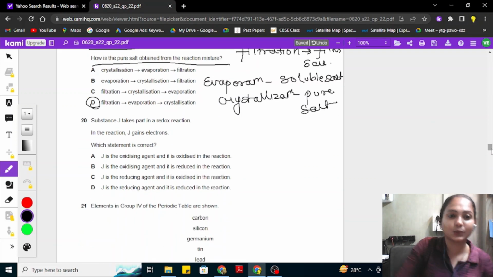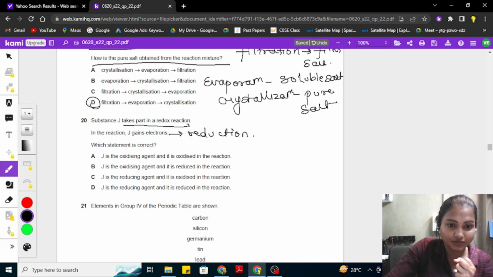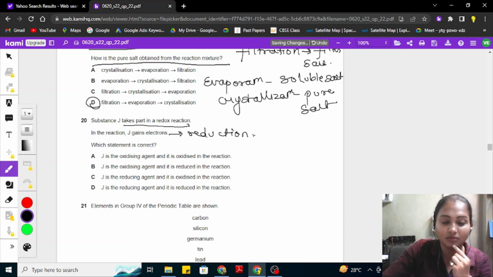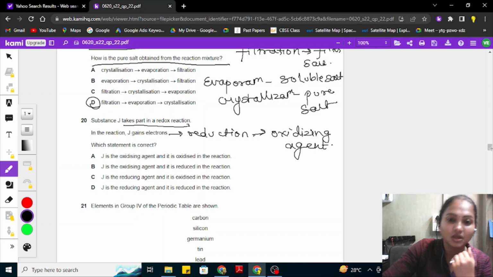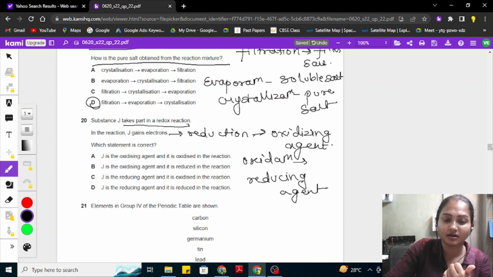Moving to the 20th question, substance J takes part in a redox reaction, and in the reaction J gains electrons. It is undergoing reduction, gaining electrons. Which statement is correct? J is an oxidizing agent and it is oxidized in the reaction? No, always remember the substance which undergoes reduction itself allows someone else to get oxidized, so it acts as an oxidizing agent. Whereas the substance which undergoes oxidation loses electrons and always acts as a reducing agent. So if it is an oxidizing agent, it will never get oxidized. It will always get reduced.